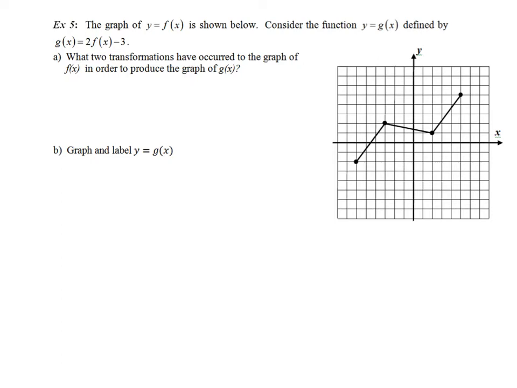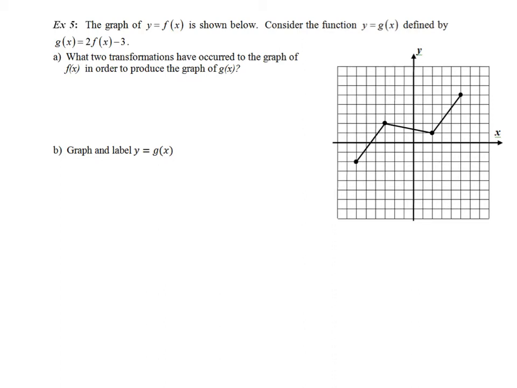In example number 5, we're starting with the given graph y equals f of x. Notice that this one doesn't have an equation to begin, it's just a combination of line segments. We're going to focus on the endpoints of those line segments. We want to consider the new function g of x, where g of x is defined as 2f of x minus 3. So the question first is, what two transformations have occurred to the graph of f of x to produce the graph of g of x?